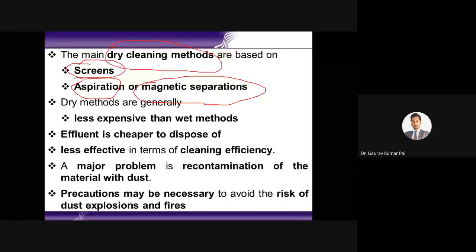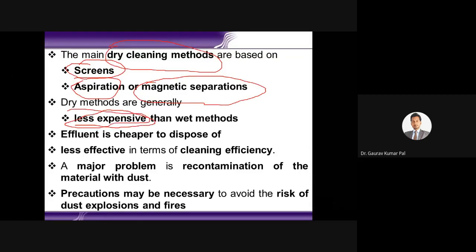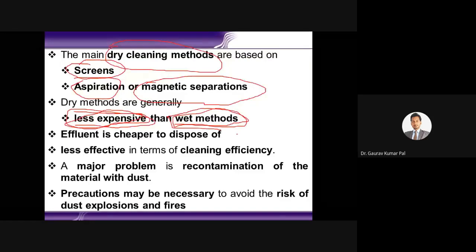Okay. So we can say the dry methods are usually less expensive once you compare them with the wet methods. In the previous classes also we have discussed why they are less expensive. Can anyone tell me why the dry cleaning methods are less expensive as compared to the wet cleaning methods? Anyone?